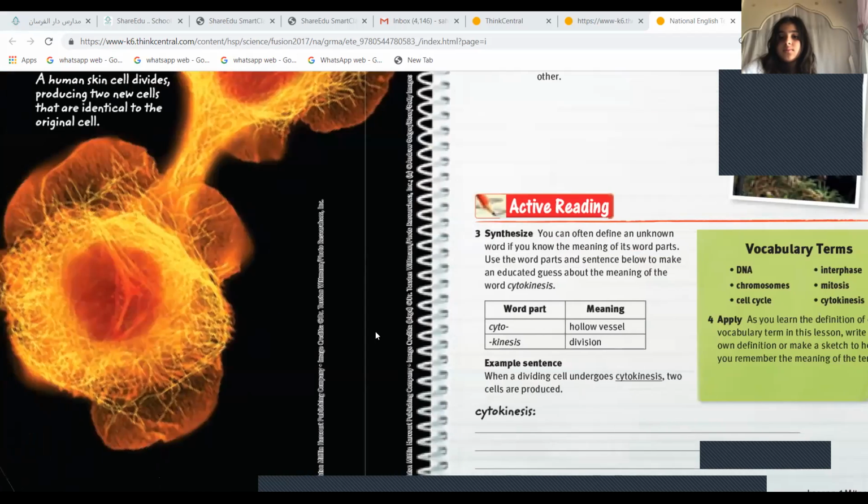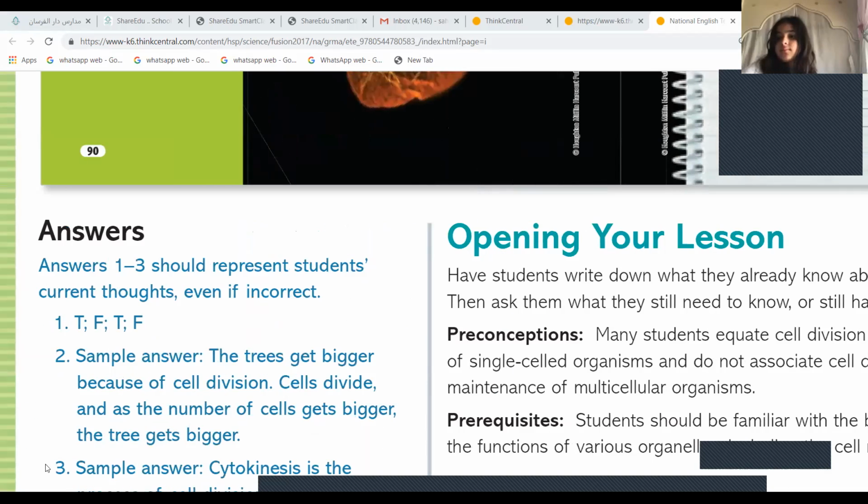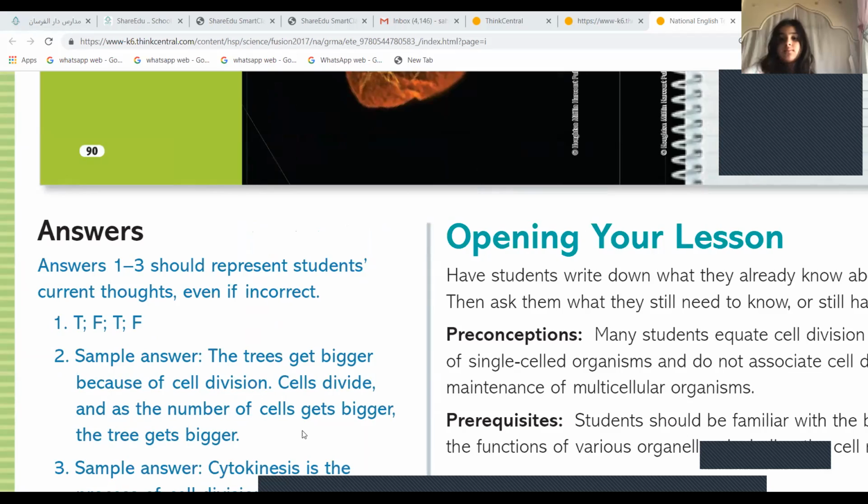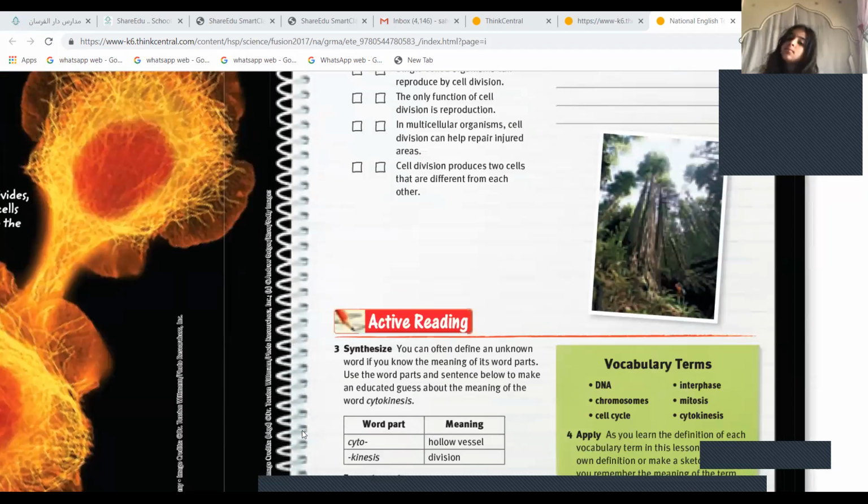Tell me, how do they become so tall? The answer here is because of cell division. Cells divide, and as the number of cells gets bigger, the tree gets bigger. For example, when a baby is growing, its cells divide and function to make the organs grow. The heart cells will make the heart grow big. The lung cells will make the lungs grow big. Similarly, the organs get big and the body gets bigger. So the division of cells is responsible for making it grow faster. Okay?